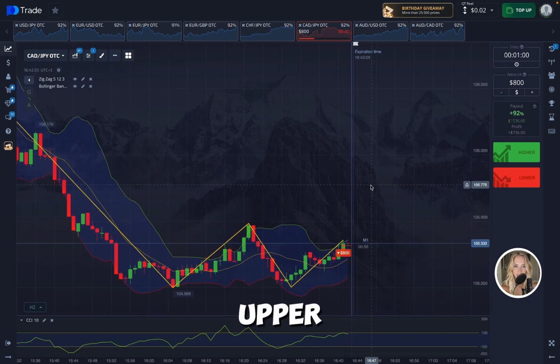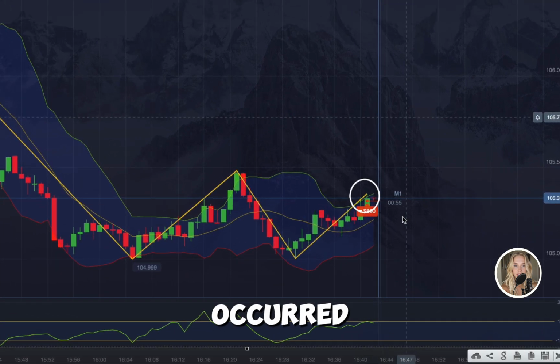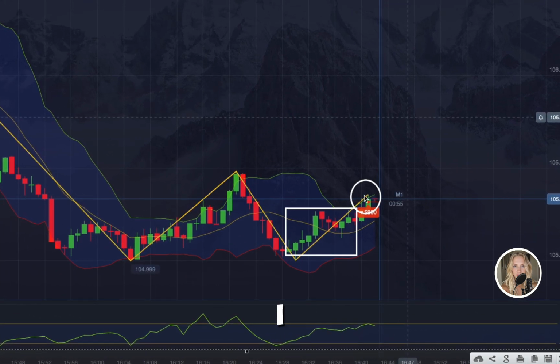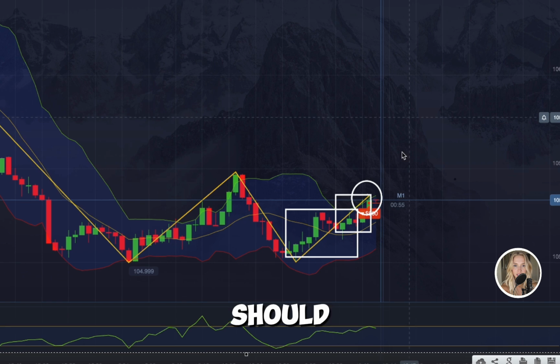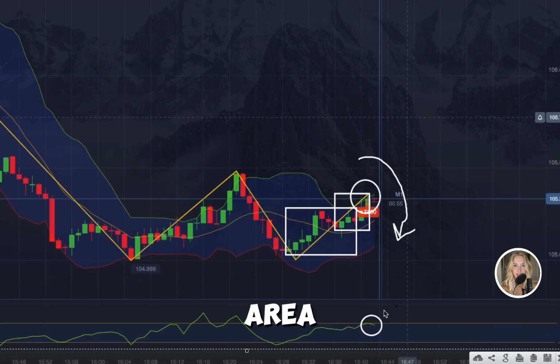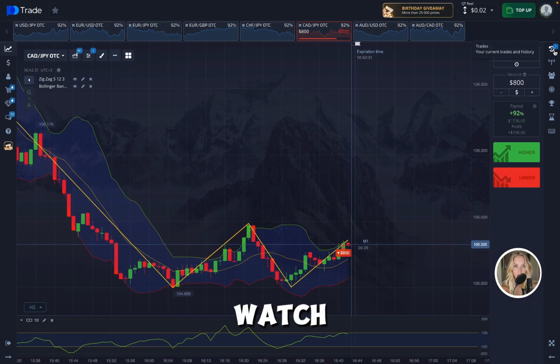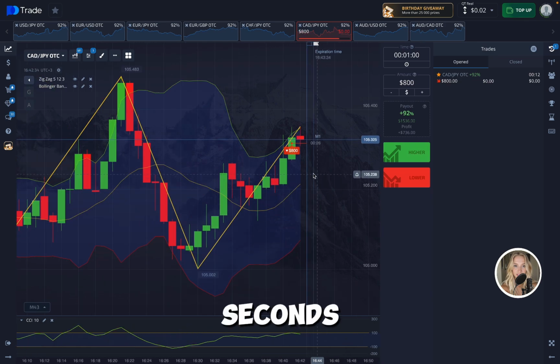We had a touch of the upper Bollinger Band. The local maximum was also updated along the zigzag. The price is rolling back, and I think that the further dynamics of our movement should also go downtrend. I also see a rebound from the overbought area along the oscillator. So in this case, I'm opening a deal down here. Let's watch the result. About 10 seconds remain.